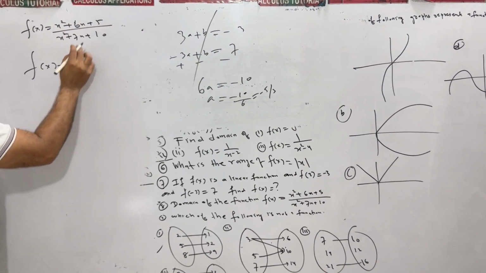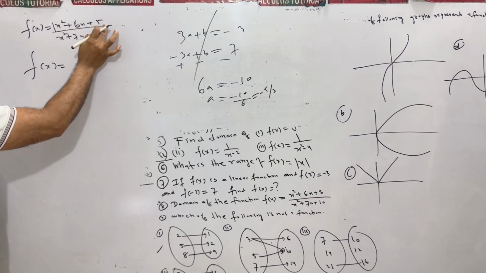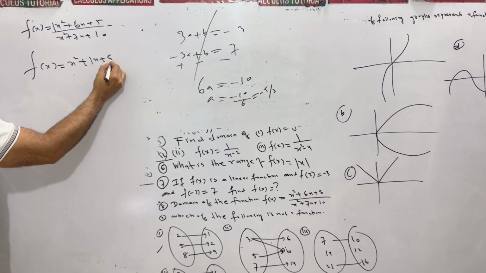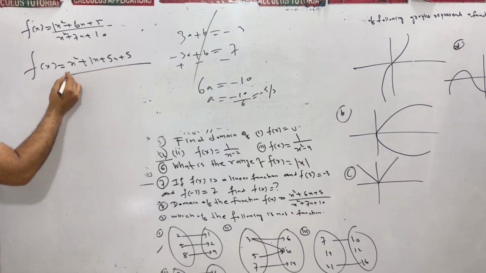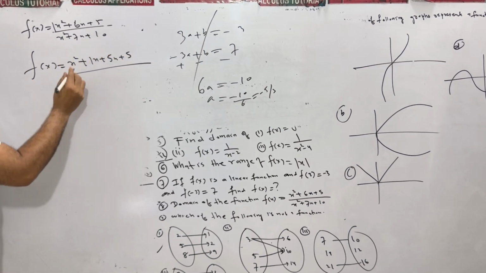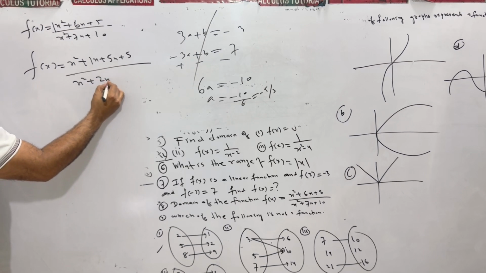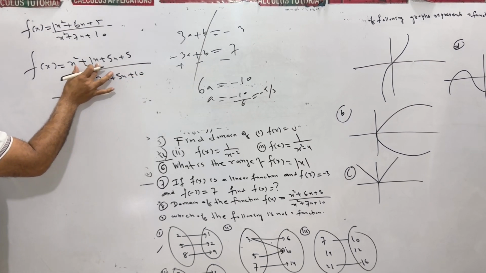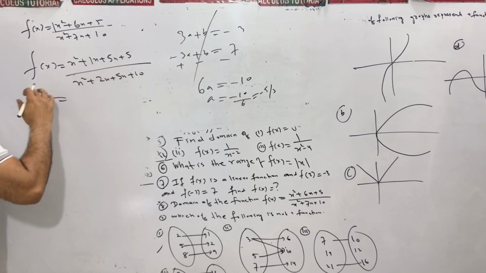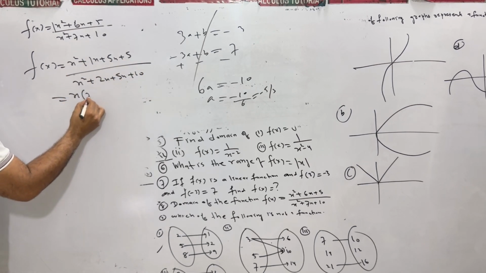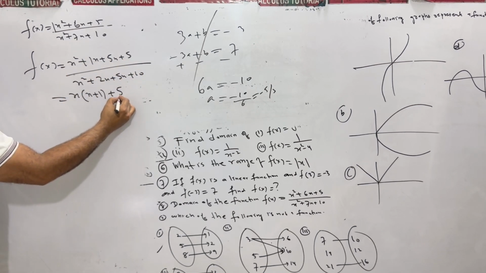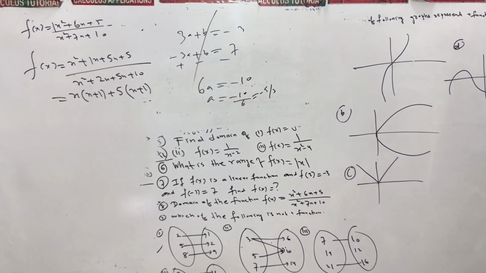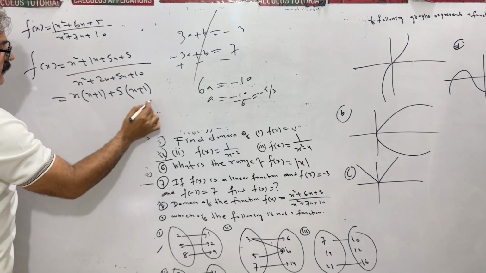f of x. Factorize the numerator: 1 times 5 is 5, and 1 plus 5 is 6. So x squared plus x plus 5x plus 5. Taking x common and 5 common, we get x times (x plus 1) plus 5 times (x plus 1). Look at this: both brackets are identical. We are good to go with the middle term breakup. For the denominator, 2 times 5 is 10, and 2 plus 5 is 7.